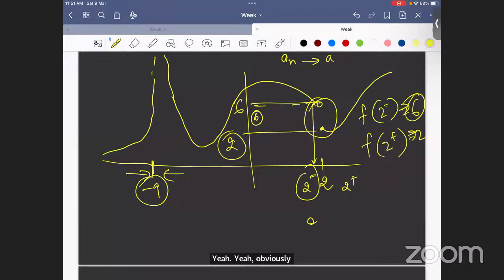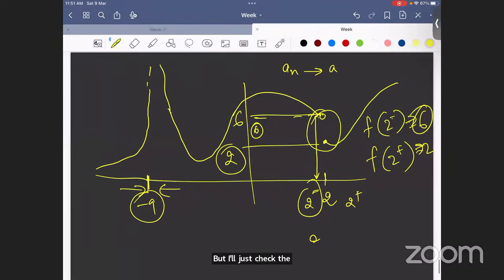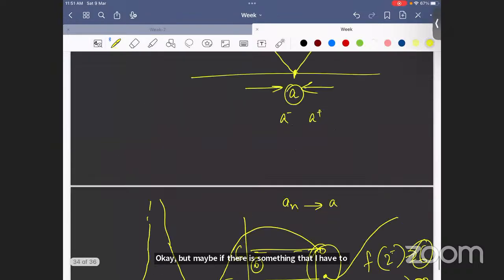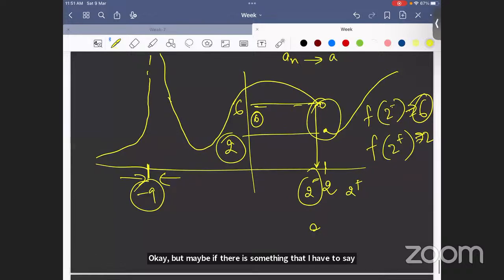But I'll just check the statement. What is that statement? Okay. Maybe if there is something that I have to say, I'll come back on that. Otherwise, whatever I have known about limits, it's simple, nothing complex in calculating the limit or defining the limits. I'll just check the statement, whatever he's pointing out, I'll go through that.